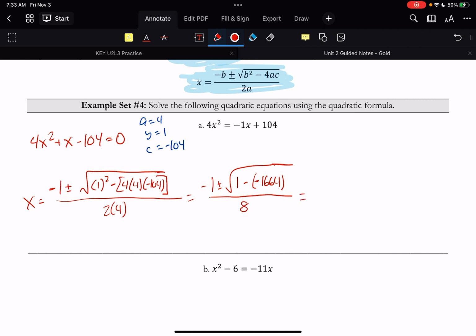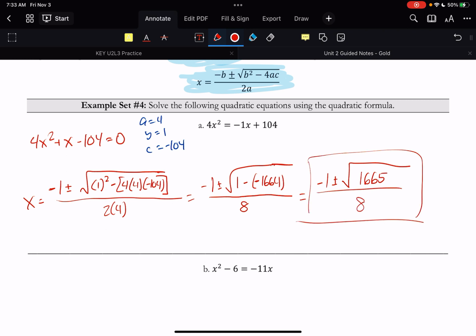And minus becomes positive, as we know. So this is going to be negative 1 plus or minus the square root of 1,665, all divided by 8. Those are my 2 solutions to that quadratic equation. And again, if you look at it in standard form, it would be pretty tough to factor that. You could complete the square. It would be a little bit more work. So the quadratic formula is a good idea to solve this equation.